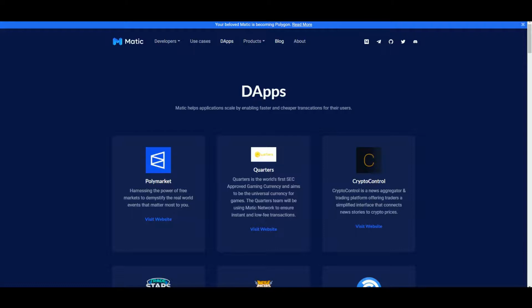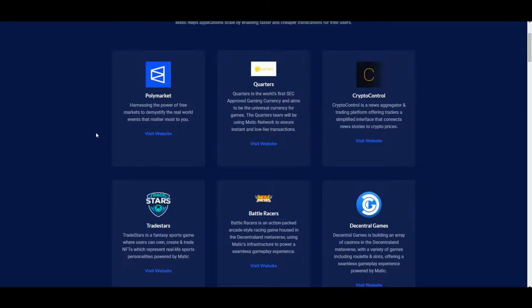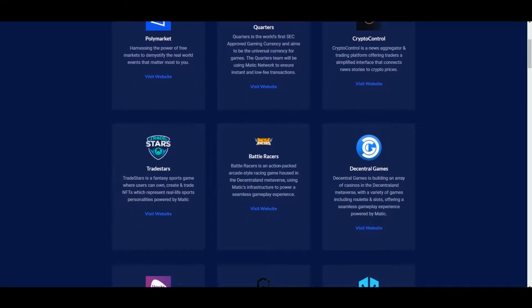When it comes to games, though, there's one main solution that's taken over from Loom, and that's Matic. Now, Matic is now known as Polygon. They've just rebranded, slightly expanded their vision of what they want to do in the future, but this is just the Matic website. I thought this would be interesting to have a look quickly through, and we can see some projects here. Some of these will be familiar. So we have Trade Stars, fantasy sports game, battle racers.